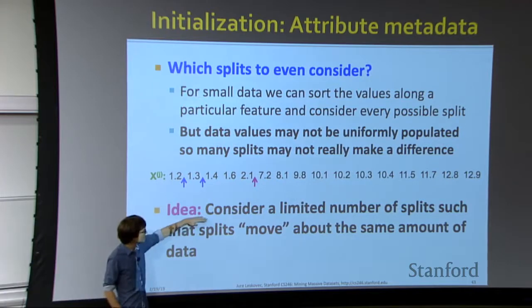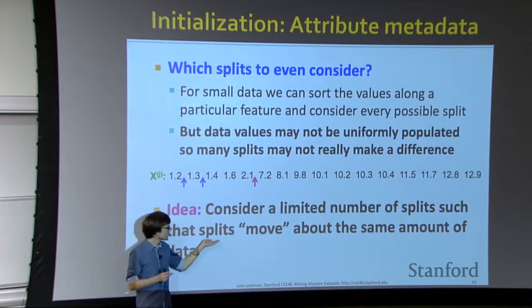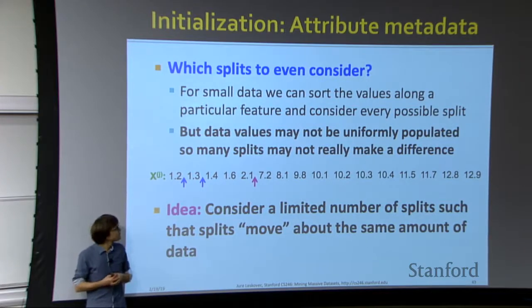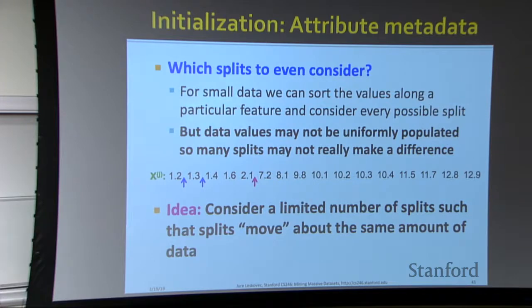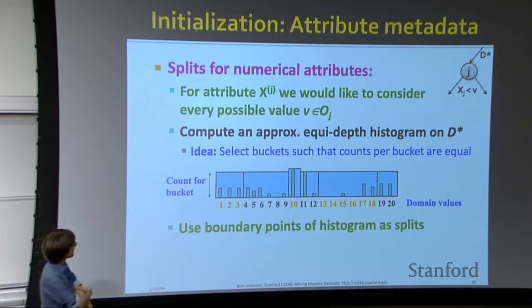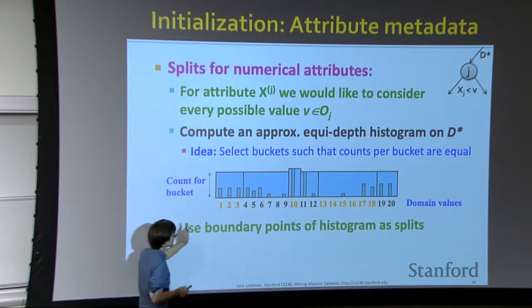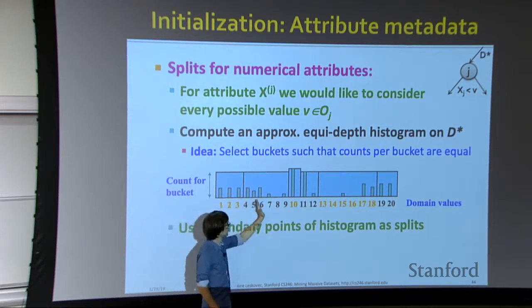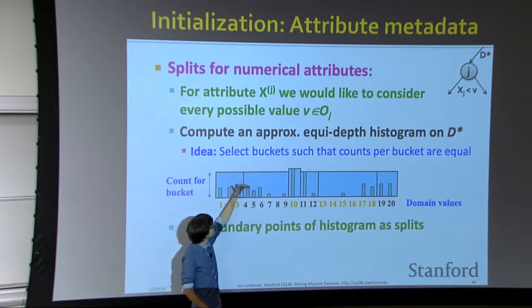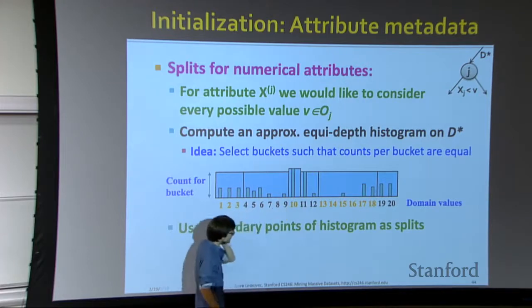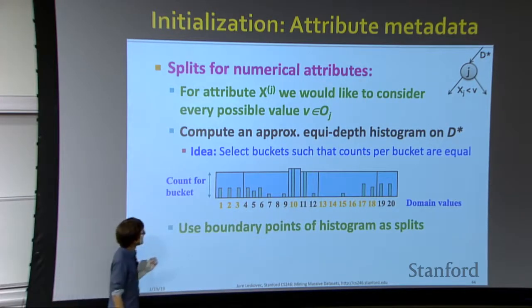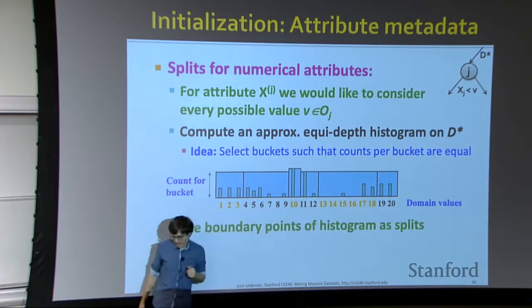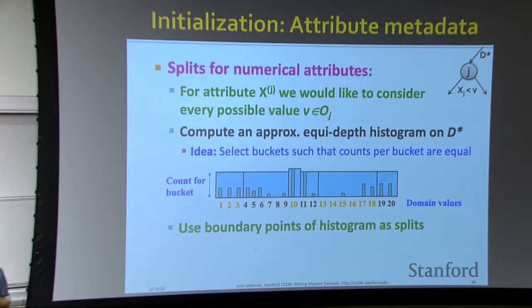The idea to solve this is to consider a limited number of splits such that each split moves about the same amount of data. And I will make precise what I mean by moving the same amount of data. So I would like to take attribute feature x_j and consider where to split it. I could create this type of histogram where I count how often my attribute x_j takes a given value. Then I want to use these boundary points as the points at which I split my histogram.